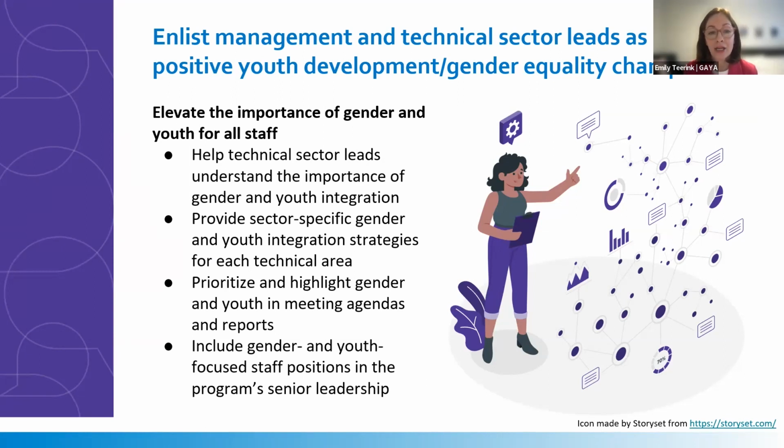Prioritizing and highlighting gender and youth in meeting agendas and reports by putting these sections towards the beginning can provide needed space for robust updates. Also, including gender and youth-focused staff positions in the program's senior leadership team can help ensure that their insights are heard from a position of authority. These are some of the recommendations you'll find in the evidence brief, which includes resources on how to support the implementation of these recommendations.